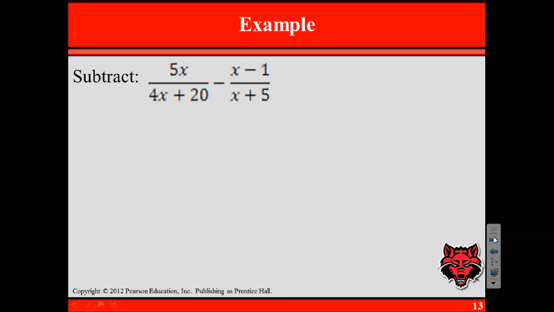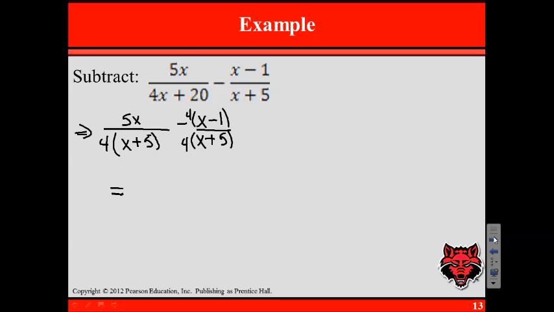Let's try another example of subtraction. 5x over 4x plus 20 minus x minus 1 over x plus 5. Just like we have in previous problems, let's factor each denominator first. Gives us 5x over, the GCF of the first denominator is 4, so it gives us 4 times x plus 5, minus the second fraction doesn't factor at all, so just x minus 1 over x plus 5. When we compare the first denominator and the second denominator, we see that the second denominator is missing the factor of 4, so we will multiply top and bottom by that factor of 4.